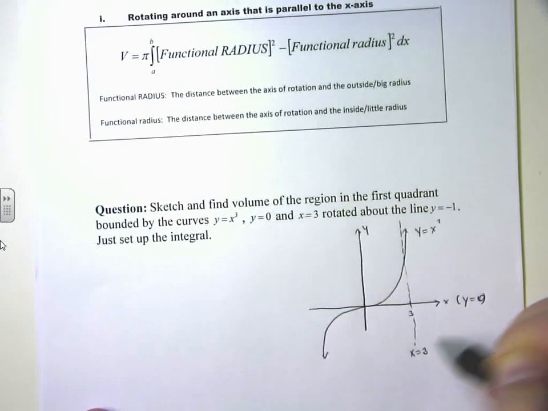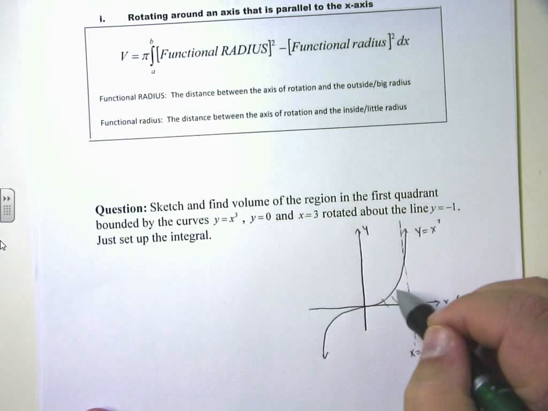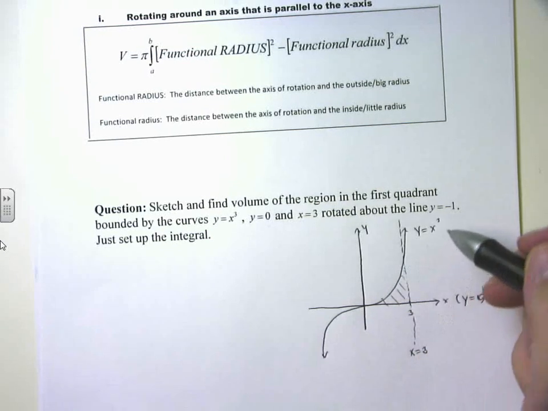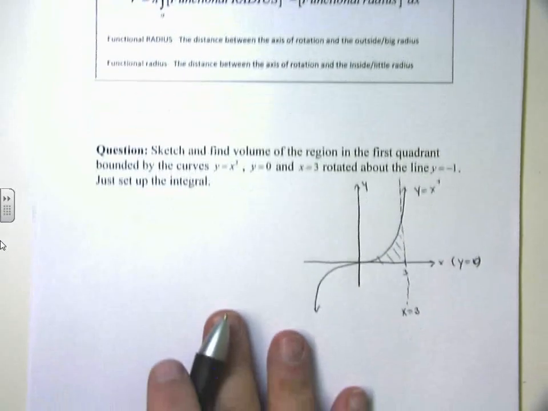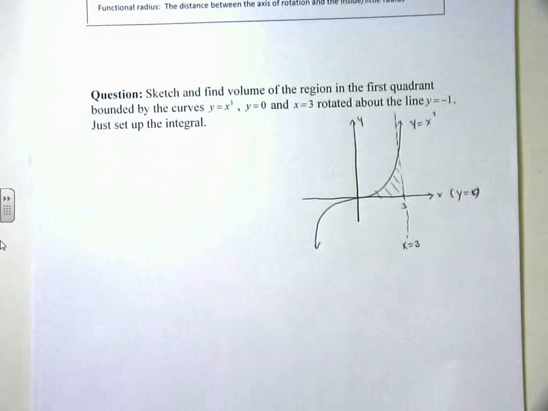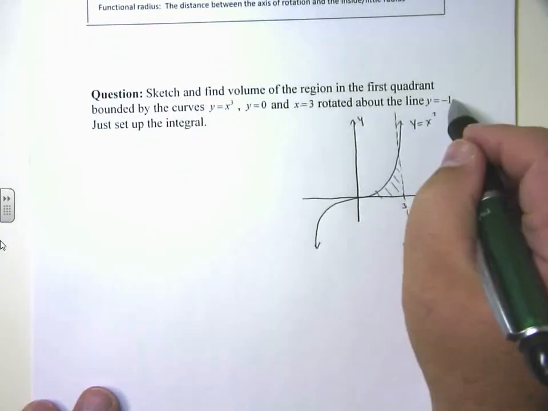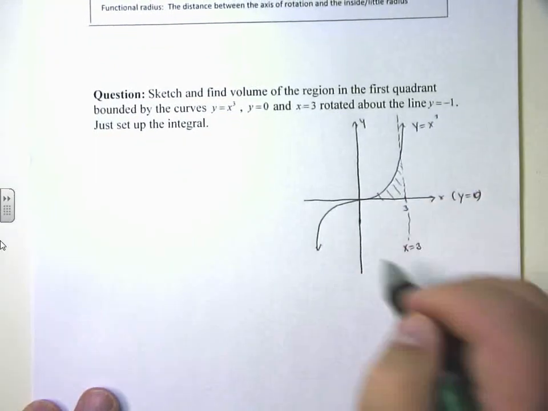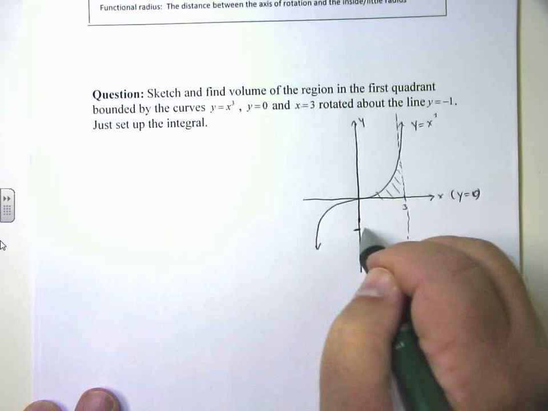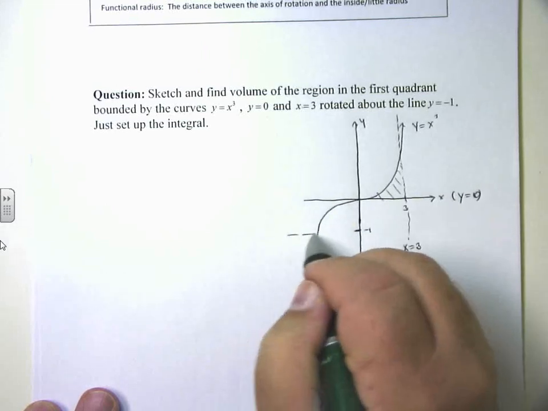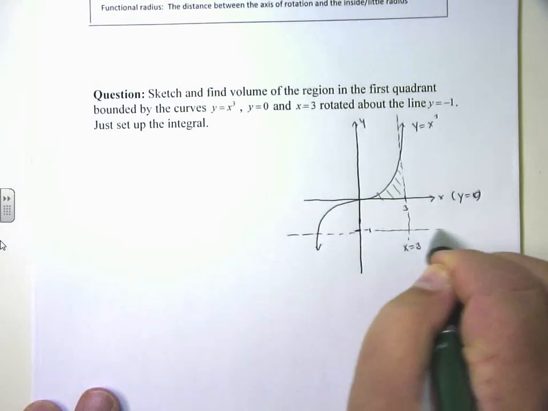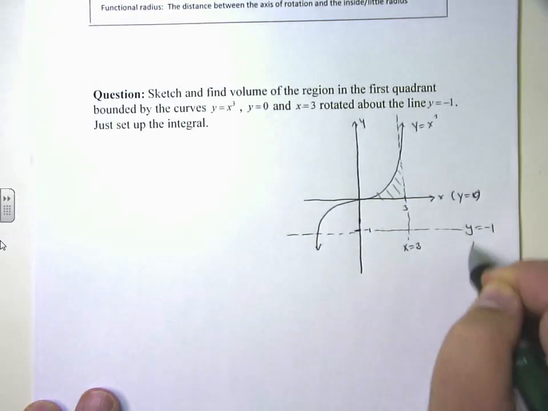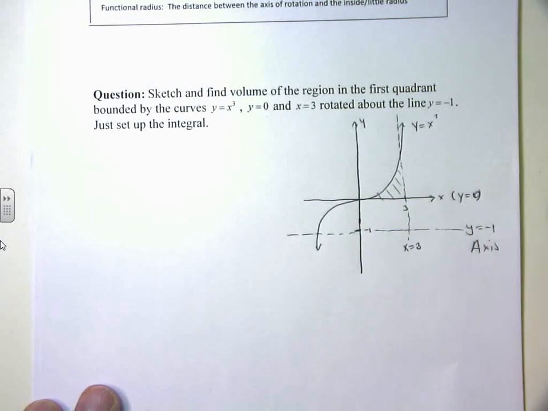X equals 3. Again, this would be the area that we are rotating here. But now, look here. They want me to rotate about the line y equals -1. Y equals -1 is down below here. There's -1 on the y-axis. Y equals -1 is a horizontal line, and this is the axis. It's no longer the x-axis or the y-axis or anything like that.